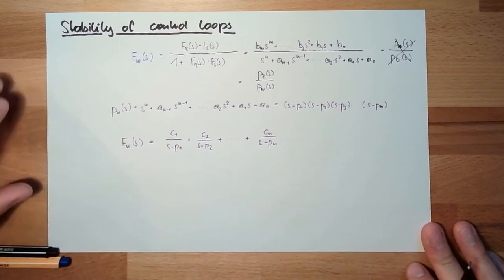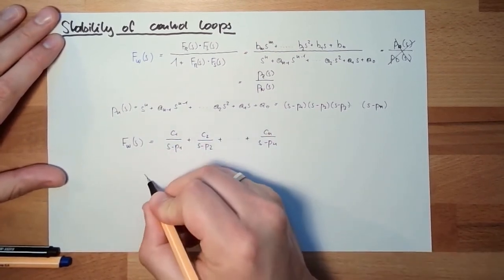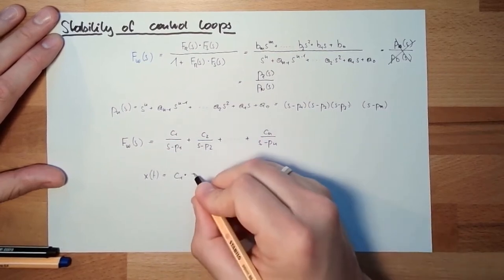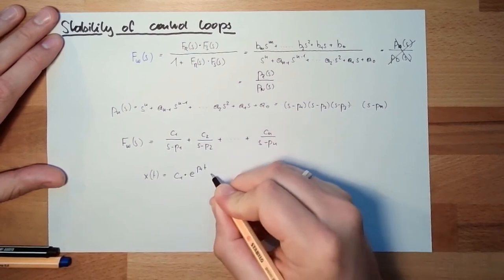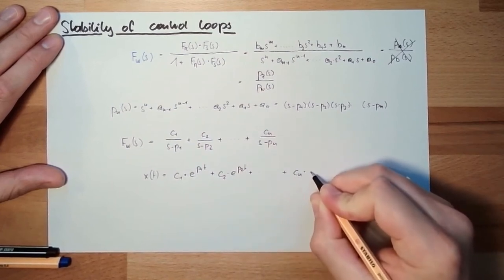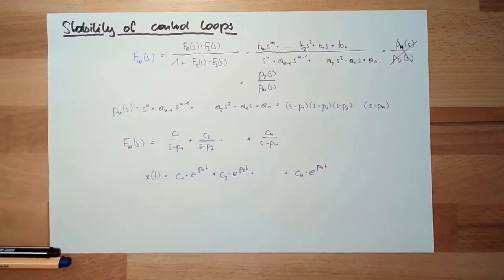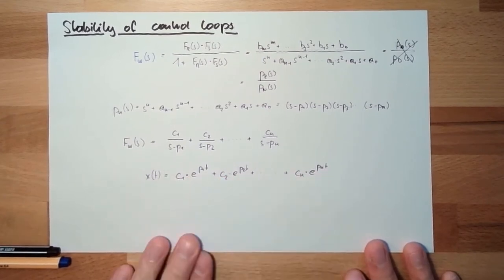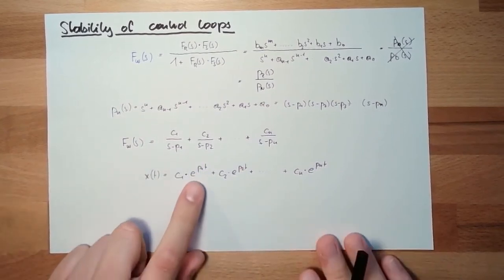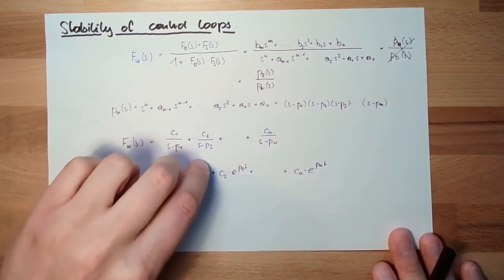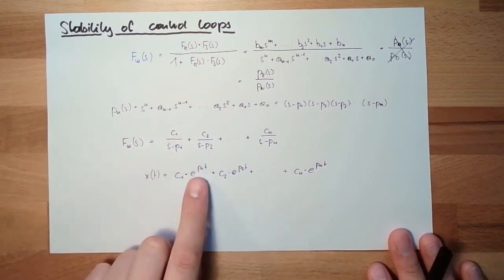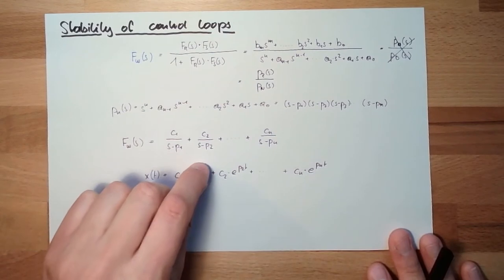If we translate this into the time domain again, say we do a jump and translate the resulting function into a time function, this would look like this: c1 multiplied by e^(p1 t) plus c2 multiplied by e^(p2 t) plus and so on, plus cn multiplied by e^(pn t). Now look where these p's are. They're in the exponent of an e. What does it mean? If p is bigger than zero, this will grow. That's not good. If p is smaller than zero, this will get smaller. This is good.